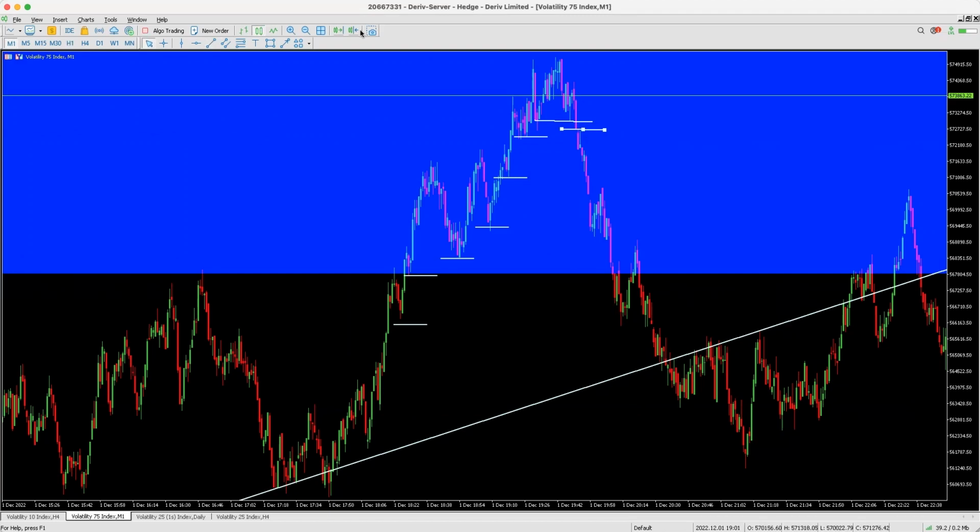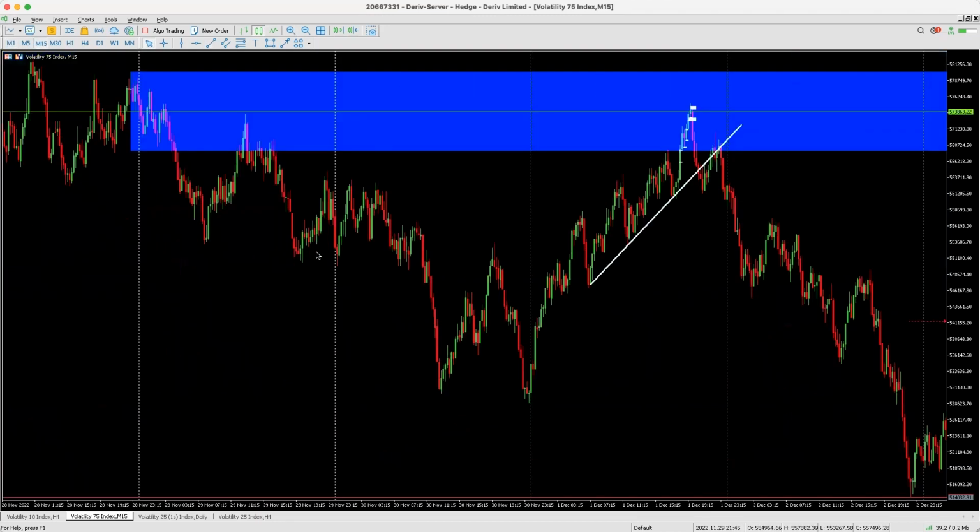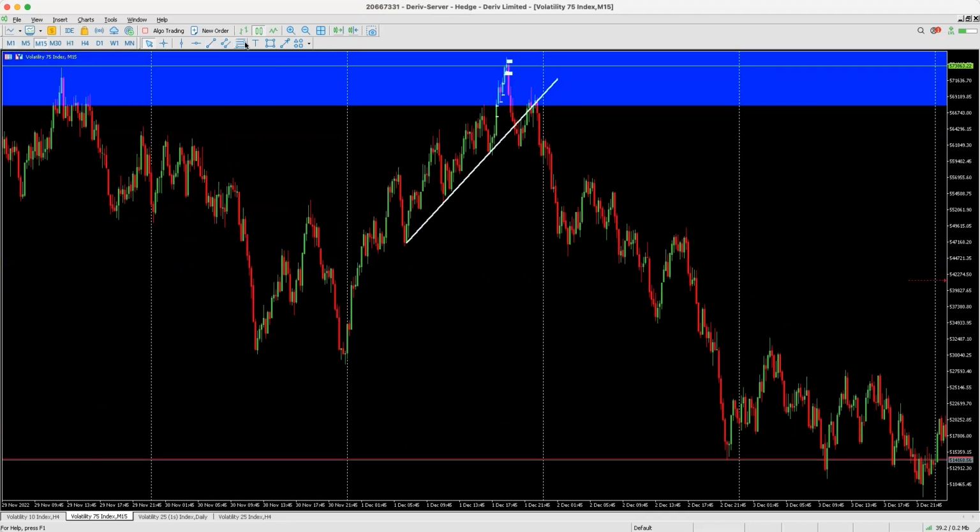Stop loss probably here. My stop loss would have been here or here, but like here, if you're going crazy, I would have placed my stop right there. And then boom, after I enter the trade, now here comes the target part.